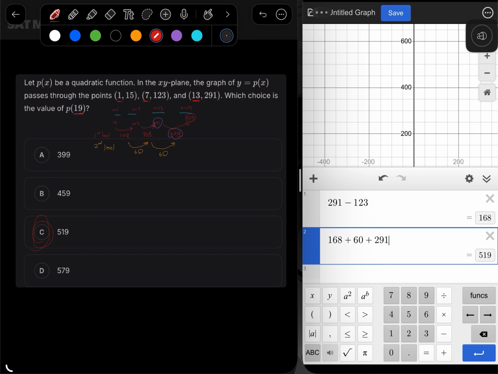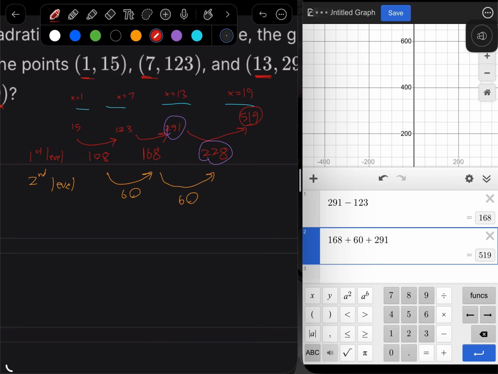But I do think if you recognize that you have 3 points that are spaced out evenly for a quadratic, this is a much more reliable way of finding your answer choice, because regression equations are sometimes inaccurate when you calculate them on Desmos.